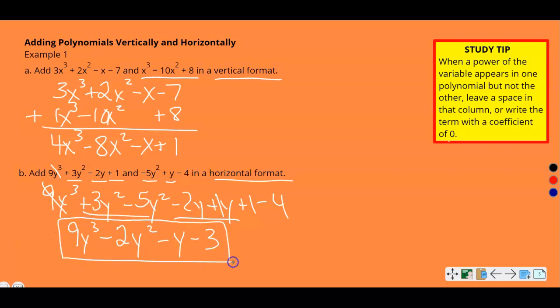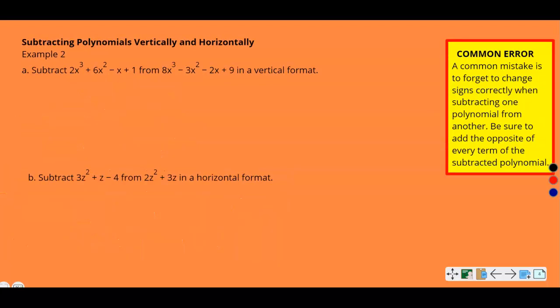All right, so you can choose the method you like. If you like the vertical format, you can use that. If you like the horizontal format, you can use that as well. Example 2, subtracting polynomials vertically and horizontally.